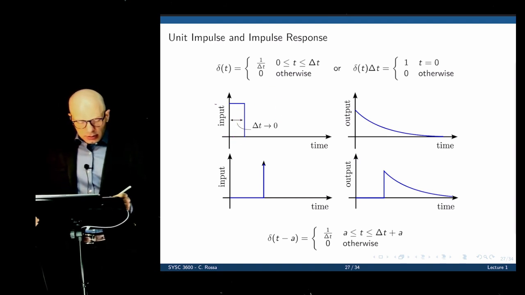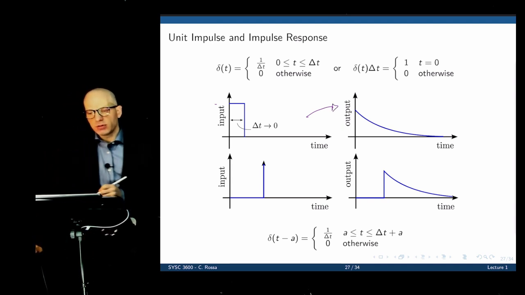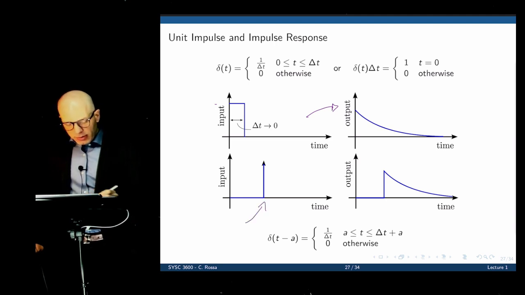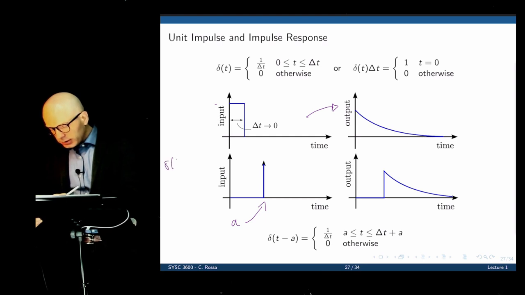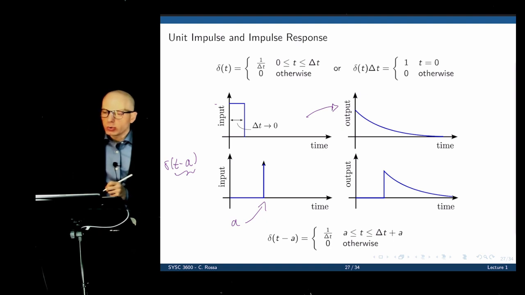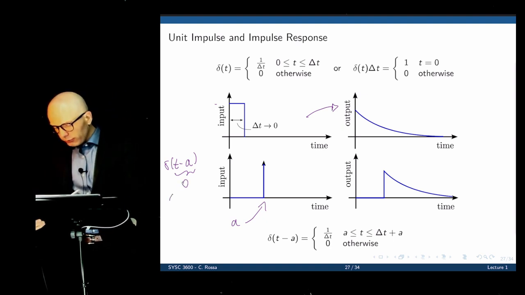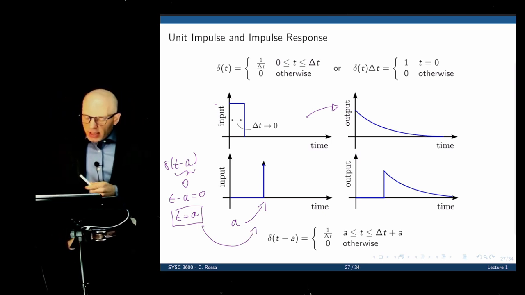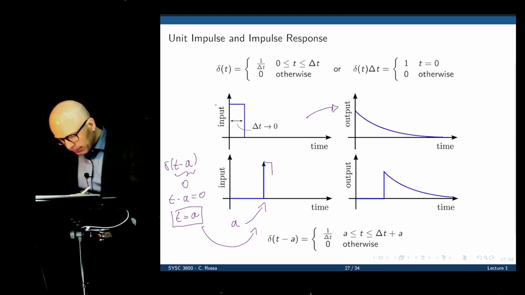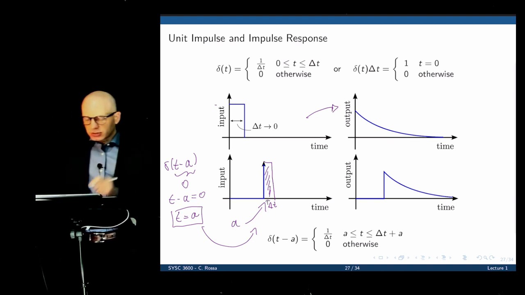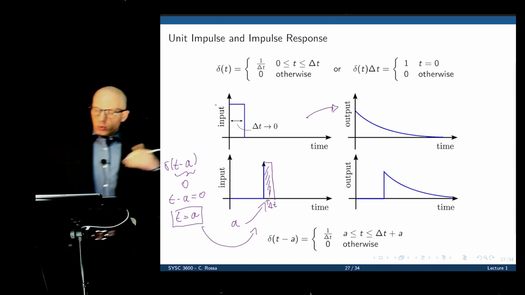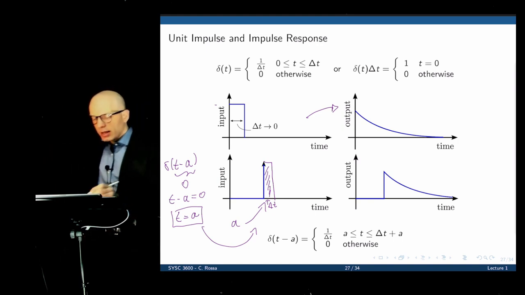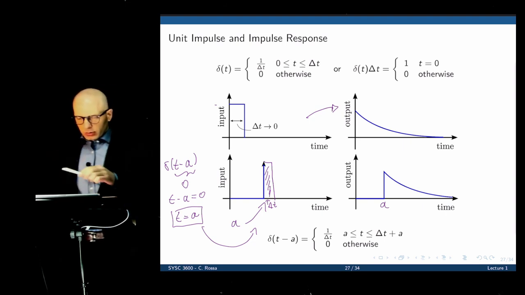Okay. And here is one possible output that would be obtained by giving that input to the system. If we now delay the input by time A, then we would read delta of t minus A, because remember that the impulse occurs when whatever is inside that parenthesis becomes 0. So for t minus A to be equal to 0, t needs to be equal to A. So by delaying the input by A, the impulse is only applied when we reach A, and it will be applied for a period of A plus delta t, such that we maintain the unit area under the curve. What happens to the output? Well, the output will be exactly the same as the previous one, except that it will be shifted in time by the same amount of A seconds. Okay.